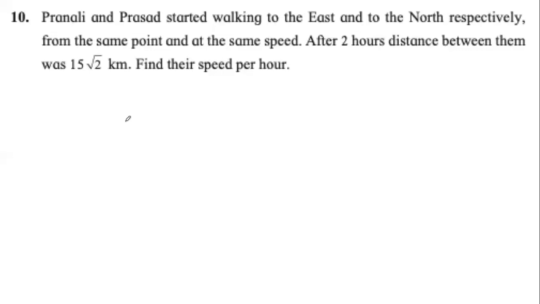The last question for the day reads, Pranali and Prasad. Are these names important to us? No. There are 2 people. One is a girl, Pranali. One is a boy, Prasad, or a woman or a man. Started walking to the east and to the north. So it is assumed that they start, not assumed, from the same point. Yes, it's not assumed. It's very clearly written. They are at the same point. And from that point, they start walking. Pranali starts walking to east and Prasad starts walking to north.